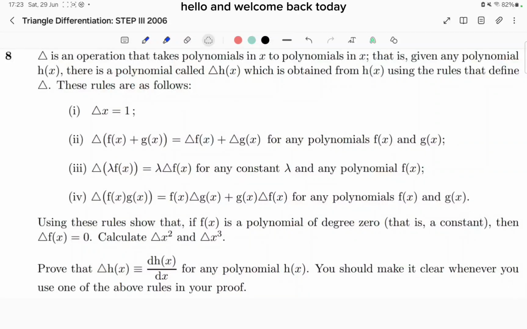Hello and welcome back. Today we'll be doing question 8 from the 2006 STEP Paper 3. Let's get started. Triangle is an operation that takes polynomials in x to polynomials in x.